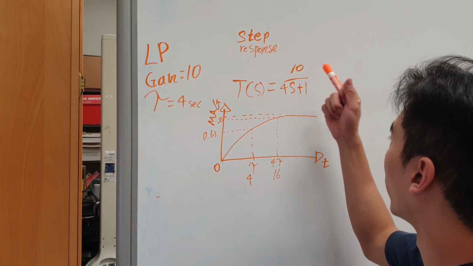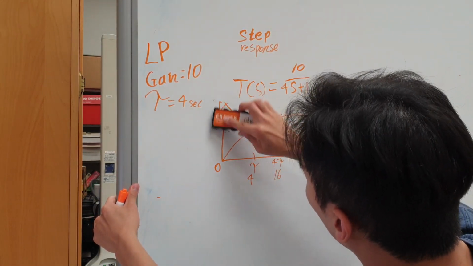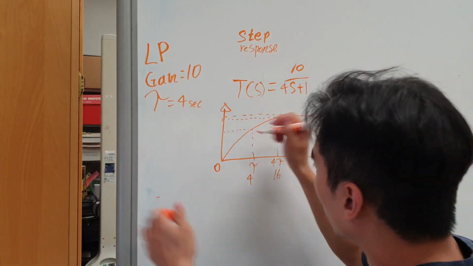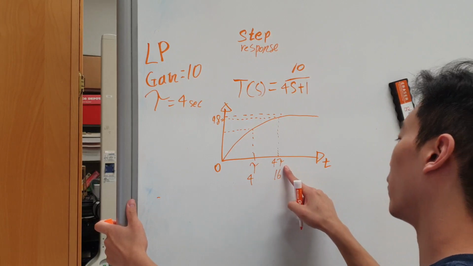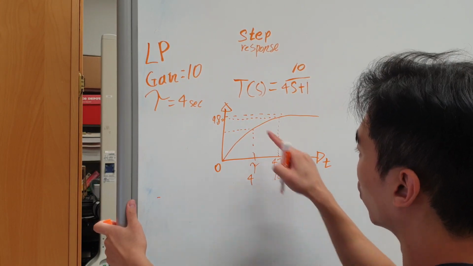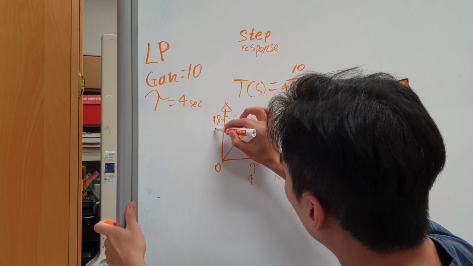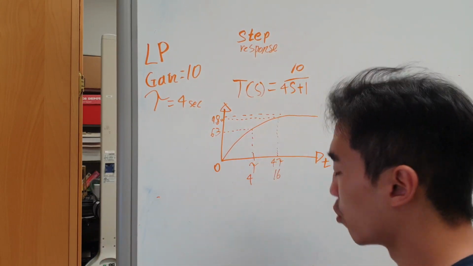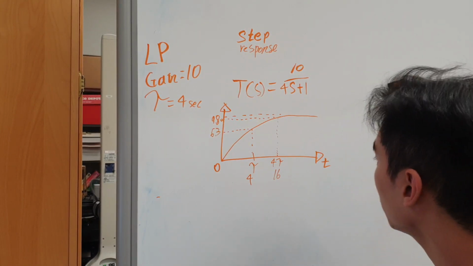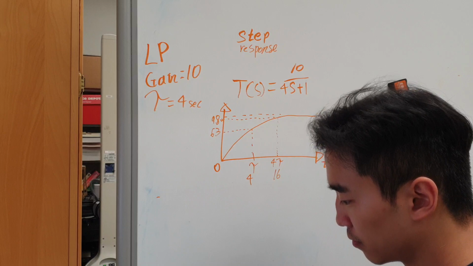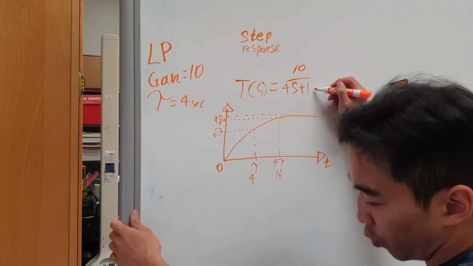But since we have a gain of 10, we know our steady state output value is going to be 10. So I'm going to change it to 9.8 at 4 time constants. So at 16 seconds, it's going to have 9.8 of magnitude. And here we'll have 6.3 of magnitude at 1 time constant. So this is the case for our first order.